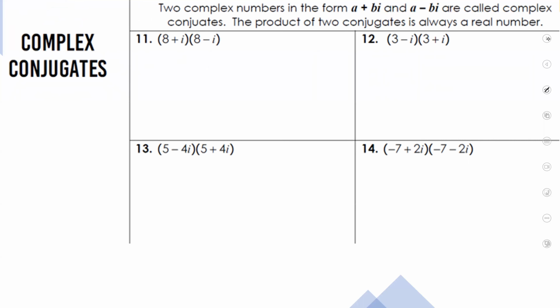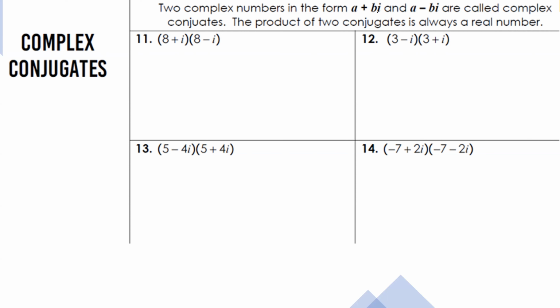All right, now I'm going to talk about complex conjugates. A complex conjugate is when two complex numbers in the form of a plus bi and a minus bi are being multiplied together. Well, we're doing the product here. So do you guys see why these are called complex conjugates? What do you think the definition of a complex conjugate is?